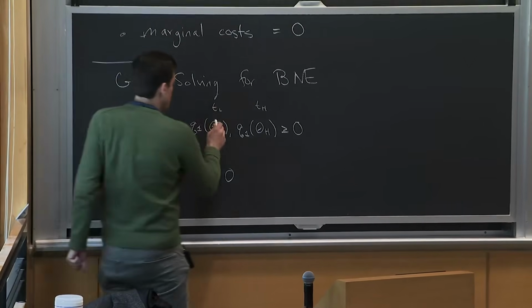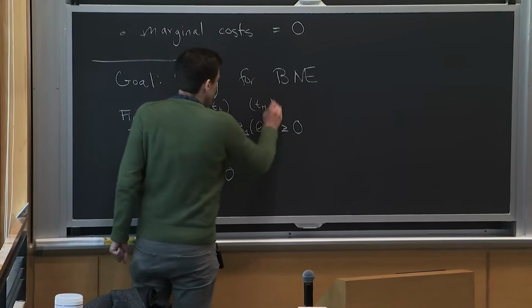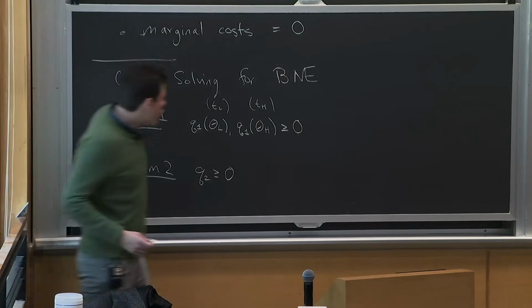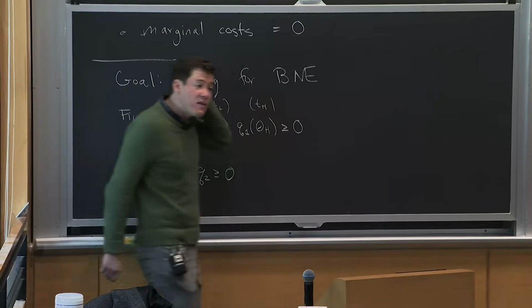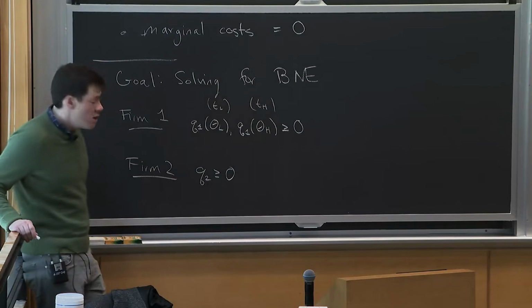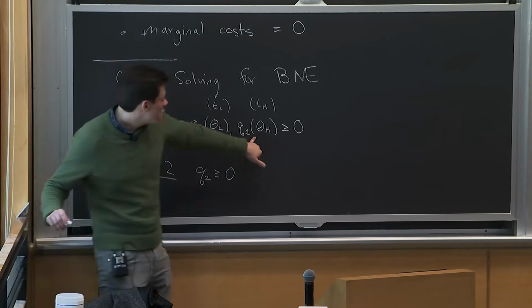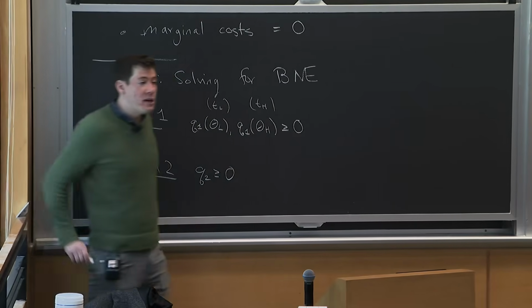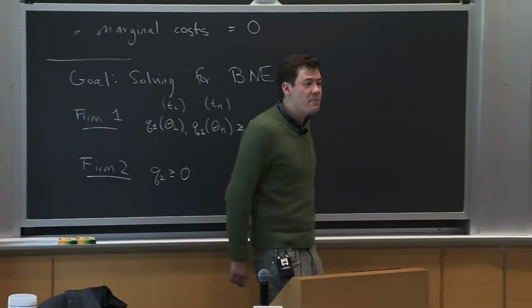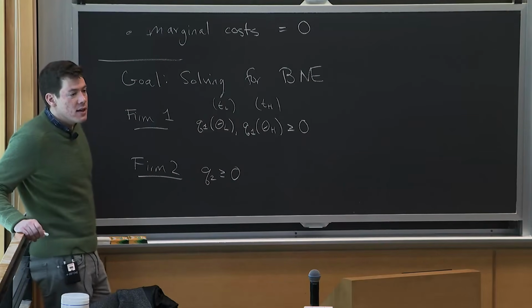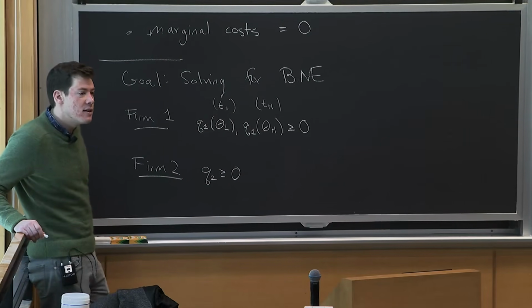So let me put these in parentheses. OK, so now we want to solve for a BNE. But I think first, it's good to always try to guess and form intuition about what our answer is going to be. So in equilibrium, how do you think Q1 of theta L, Q1 of theta H, and Q2 are going to be ordered? Any guesses about how those three numbers might be ordered? See if we can form some intuition in advance.